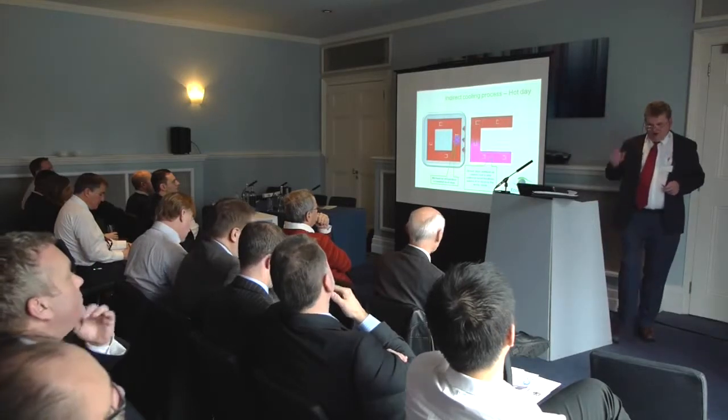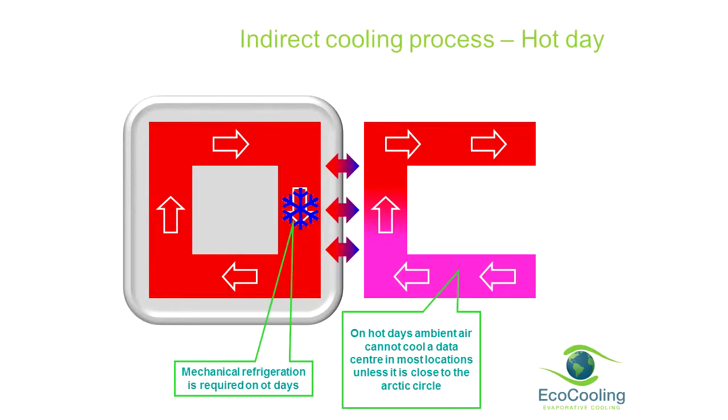However, on hot days, because you've got that slight temperature differential between the airflow going over the heat exchanger and into the airstream to the data centre, you can't actually maintain compliant conditions all the time. So all indirect cooling processes using normal equipment have to introduce an element of mechanical refrigeration to solve the problem on the hot days.